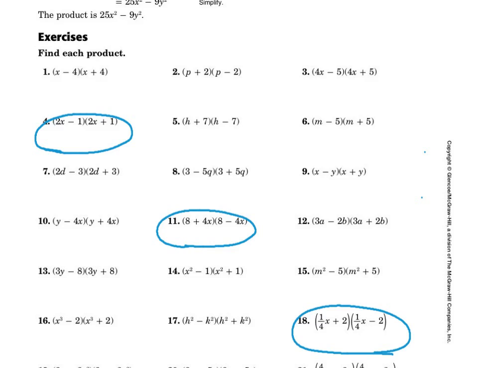Be sure that you memorize these products, these patterns. Be prepared. There may be a quiz tomorrow. I may just want you to know and be able to write the patterns.